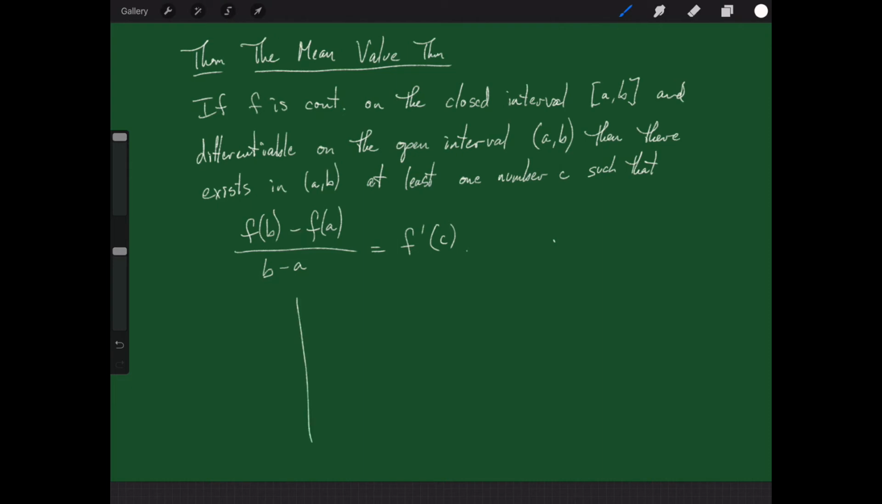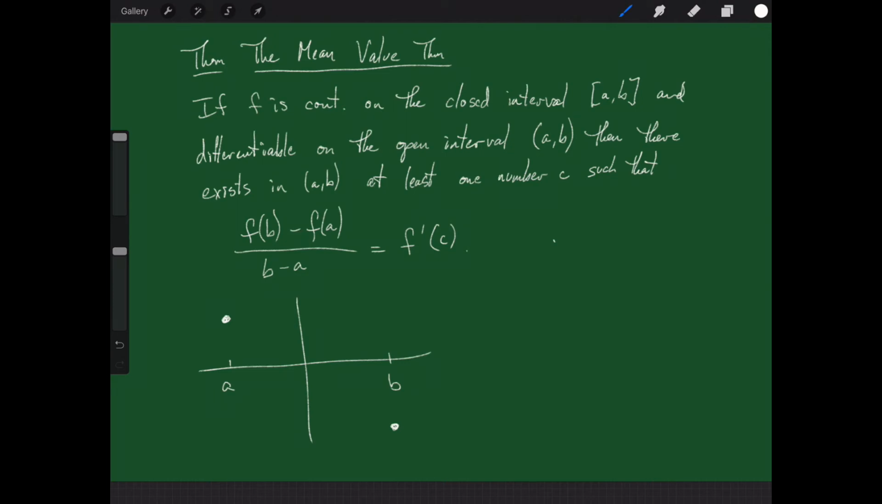So let's draw xy axes, and we have some value a over here, another value b over here, f of a up here, and f of b maybe down here. Notice that unlike Rolle's theorem, these two values do not need to be the same thing. And then we have some function in between.